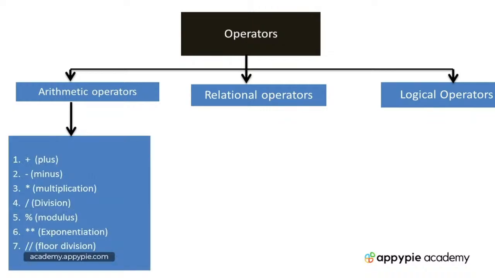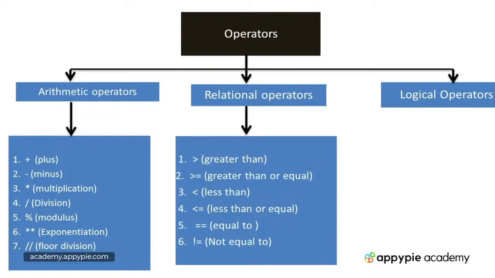As far as arithmetic operators are concerned, we have got a host of them: plus, minus, multiplication, division. Then there is the modulus operator with the percent symbol. You can see it in the list at number 5. What the modulus operator does is get the remainder after a division. I will give you an example after a while. Then the double star symbol at number 6 is for exponentiation, and double slash is for floor division.